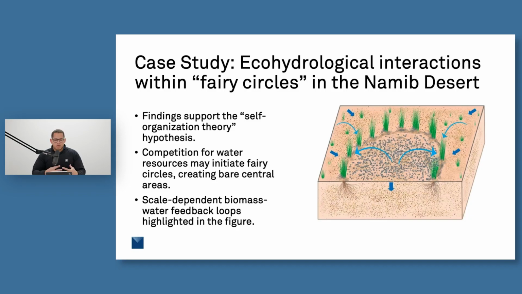So what this means is that these were the results they found, along with some of the other findings around the soil moisture and the particle size analysis and the biometric measurements that they did, support the hypothesis of the self-organization theory. And so ultimately what happens is competition for water resources may initiate the fairy circles. And this will lead to the bare central areas that you see within the fairy circles. And this figure highlights some of these scale-dependent biomass water feedback loops that they present in the paper.